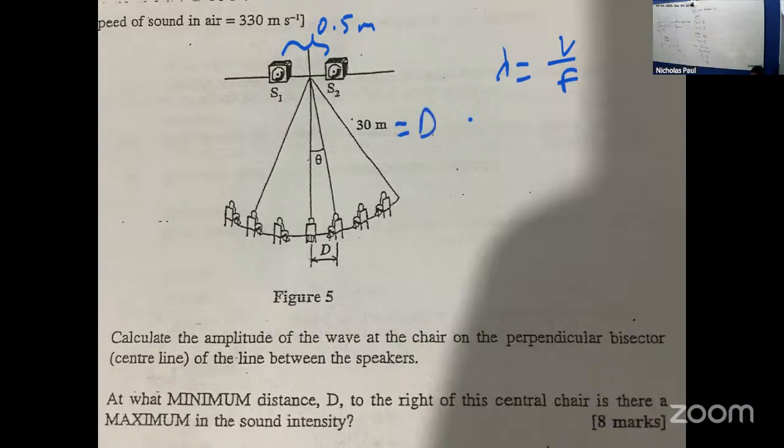Next. Calculate the amplitude of the wave at the chair on the perpendicular on the center line. What will the amplitude be here? Think about it, y'all. It's real simple. Don't overthink it. Who says 0? Why is it 0?